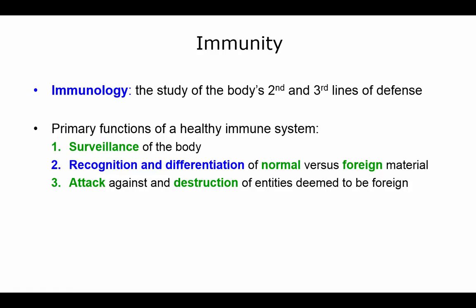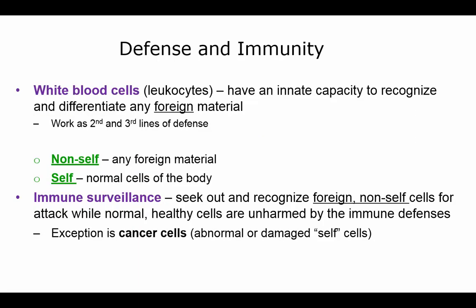Surveillance of the body is one of the things the immune system is doing: constant surveillance, constantly watching and checking what's going on in the body. Second is recognizing and differentiating normal versus foreign. As we're checking cells, being able to identify the cells that should be in our body versus the cells that should not. And then finally, it's attacking those that should not be here, attacking and destroying the entities that are foreign and could potentially be harmful.